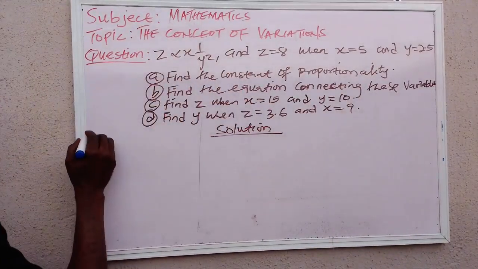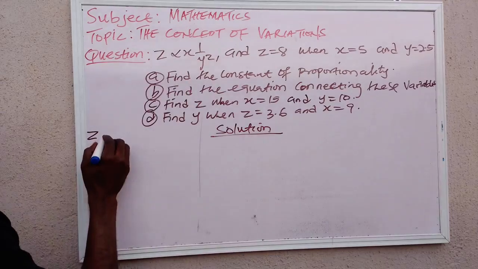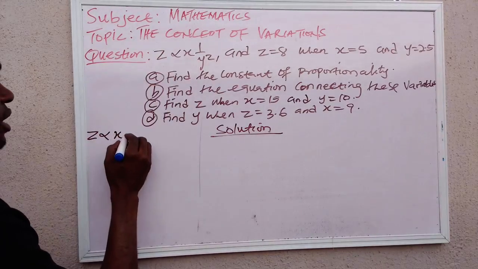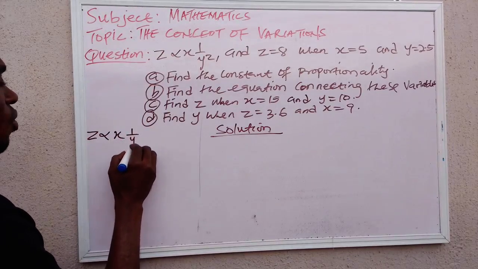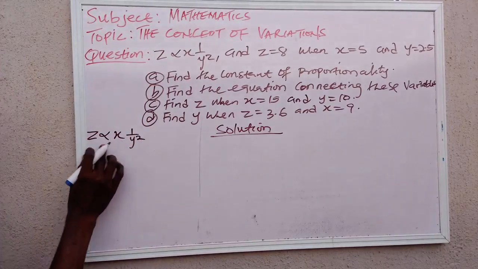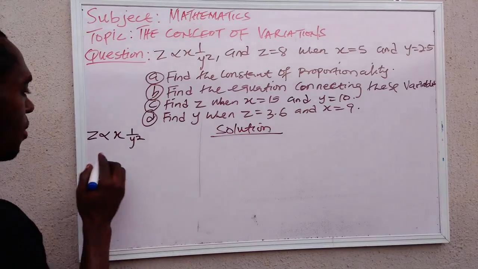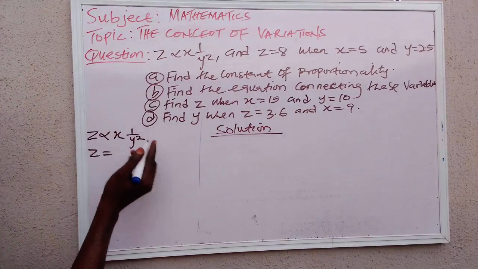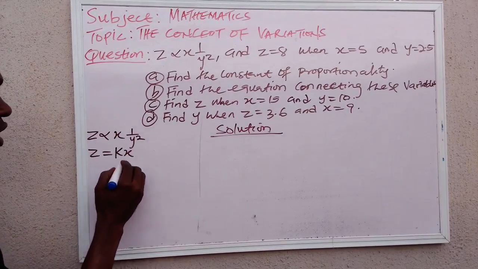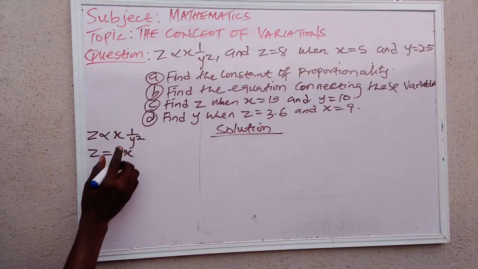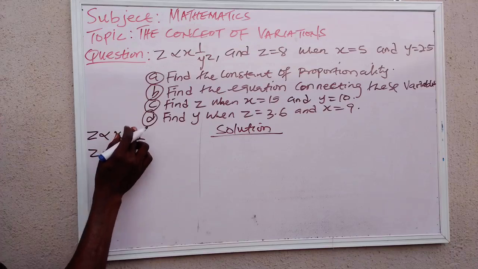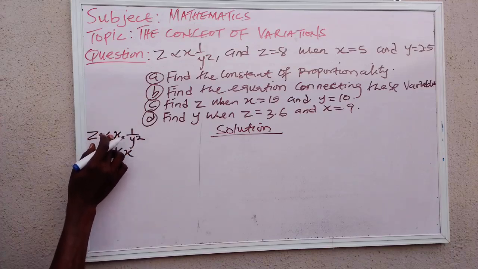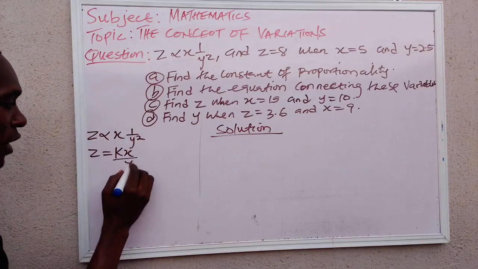So we have z varies directly with x and inversely with y squared. So we introduce a constant here. I always use k. So we have z equals, it will come after the sign of proportionality, kx. This is just like x times 1. So when you introduce your k here, it will be kx over y squared.